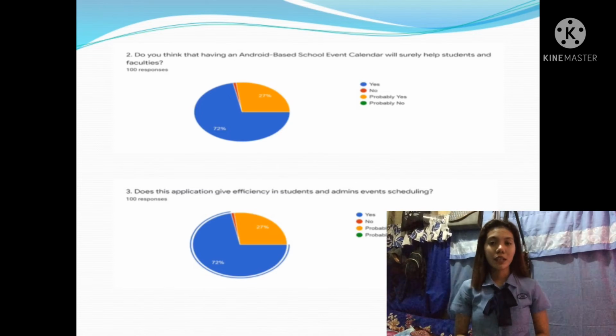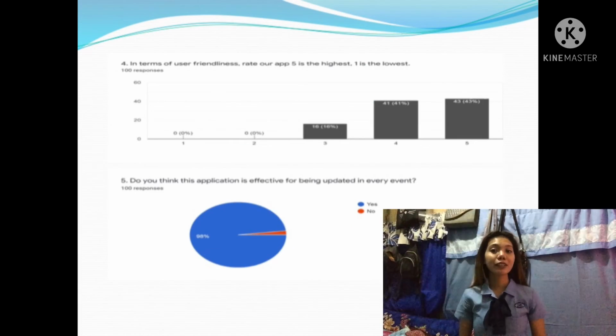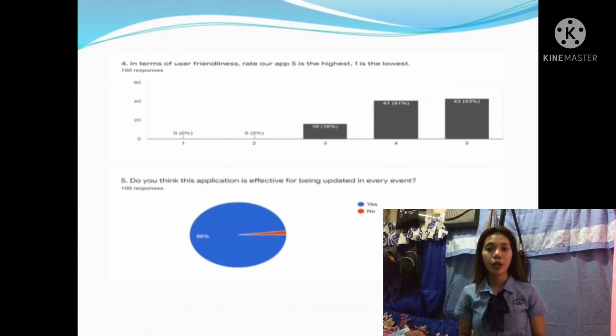In table number 2, it reveals 72% of respondents said the Android-based school event calendar will help our fellow students. And in table number 3, it also reveals 72% of respondents said that our app is giving efficiency to the student. In table number 4, 43% of respondents answered that our app is user-friendly. And in table number 5, 98% of respondents answered that iCalendar is effective to be updated on every event or upcoming event that happens at the university.